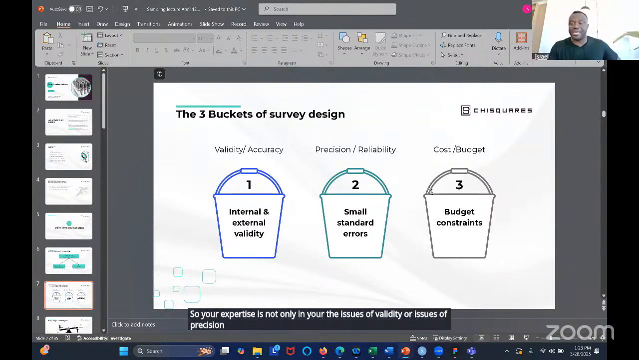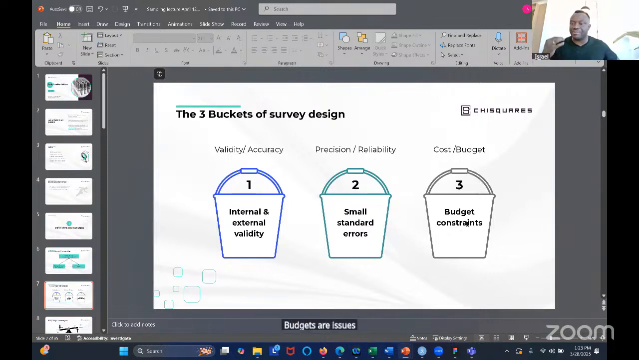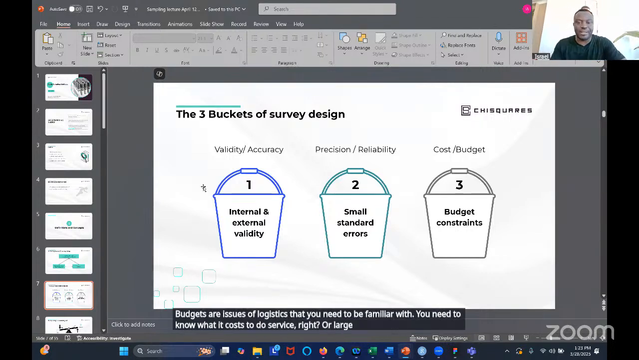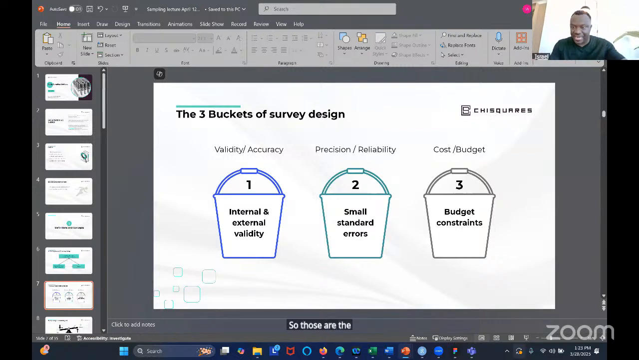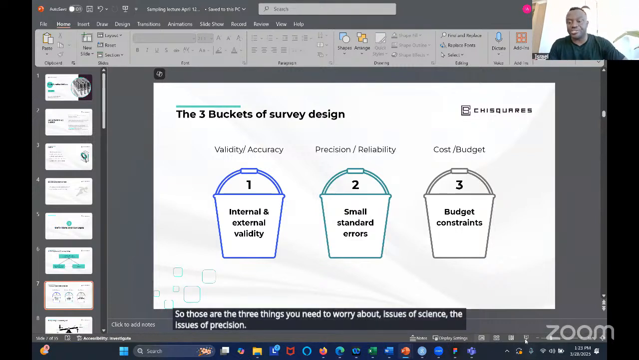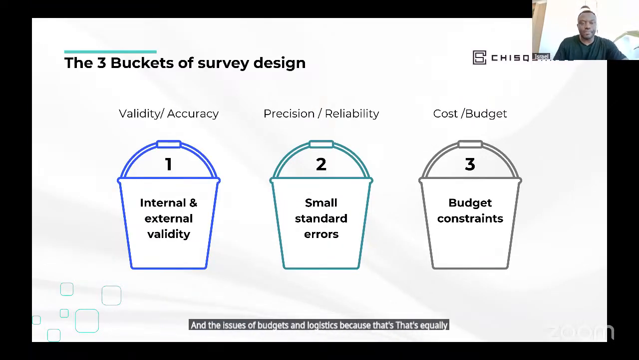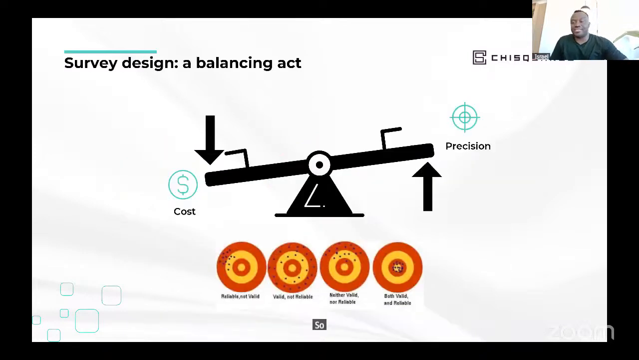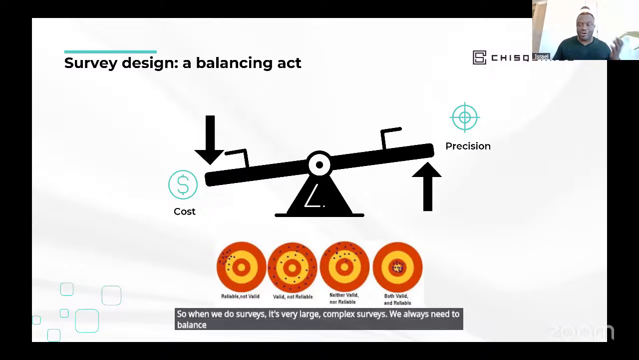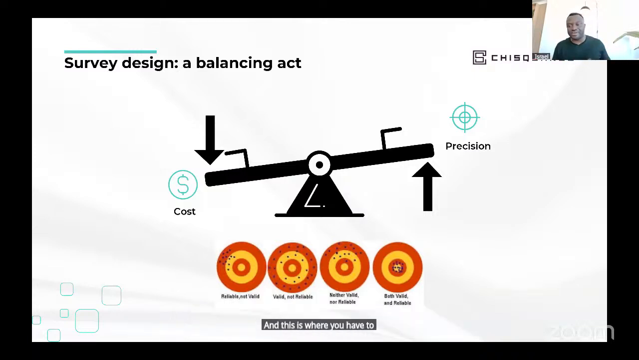Your expertise should also be in the real-world issues, the logistics. Budgets are issues of logistics that you need to be familiar with. You need to know what it costs to do surveys, right? Or large-scale studies in general. So those are the three things you need to worry about: the issues of science, the issues of precision, and the issues of budgets and logistics, because that's equally important as well. So when we do surveys, especially large, complex surveys, we always need to balance issues of cost and issues of precision. And this is where you have to manage the expectations of your clients or the agency you're working with.